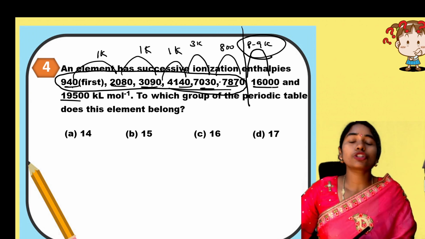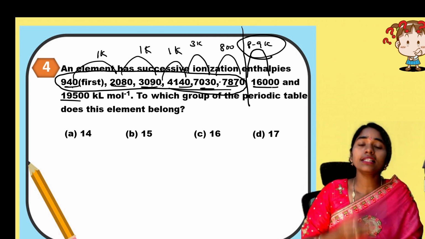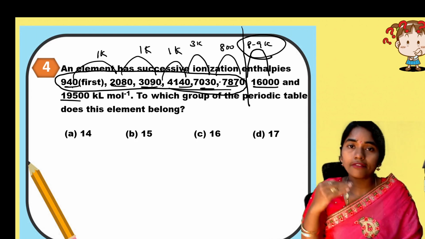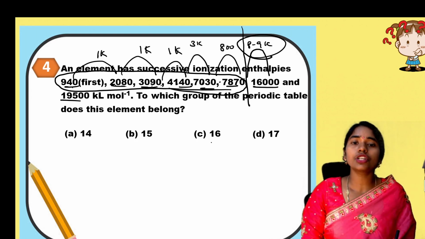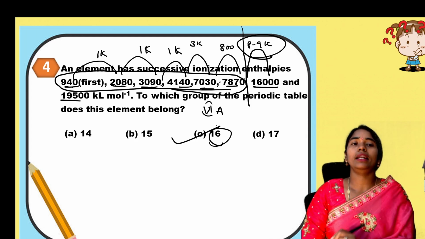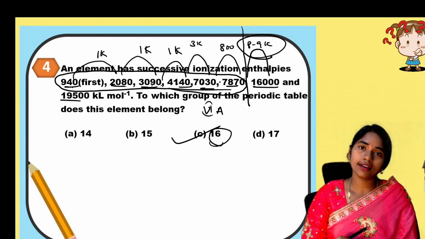But the 7th electron needs more energy, which means the 7th electron is a core electron. It has only 6 electrons in the valence shell, so it is a 6th A group element, or a 16th group element. Option C is the correct answer.